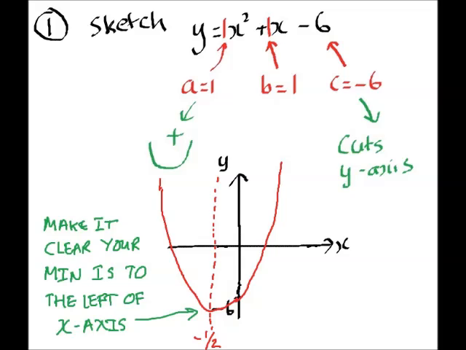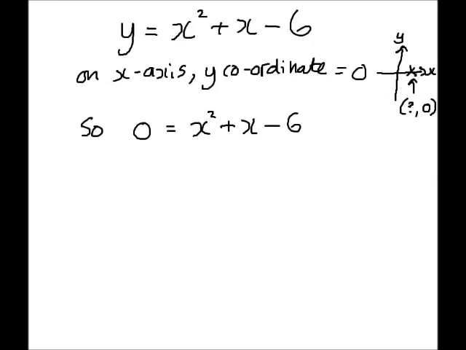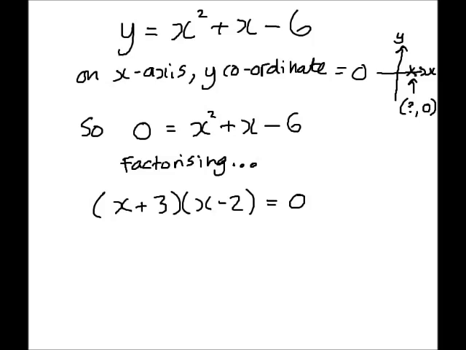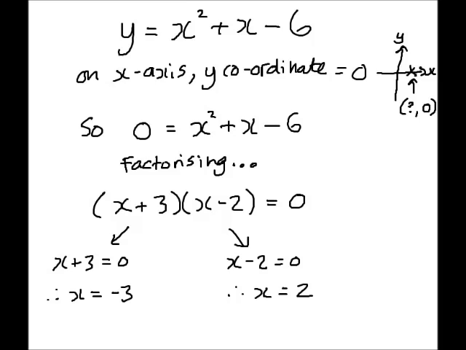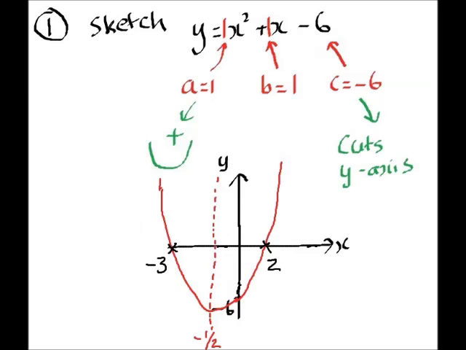Now we need to know exactly where it cuts the x-axis, i.e. where the y-coordinate is 0. X squared plus x minus 6 is equal to 0. But this factorises to x plus 3 lots of x minus 2 equals 0. And the only way to get an answer of 0, if you multiply two things together, is if one of them is 0 itself. So either x plus 3 equals 0, which would mean that x equals minus 3, or x minus 2 equals 0, which would need x to be equal to 2. So marking these on our sketch, we get this.